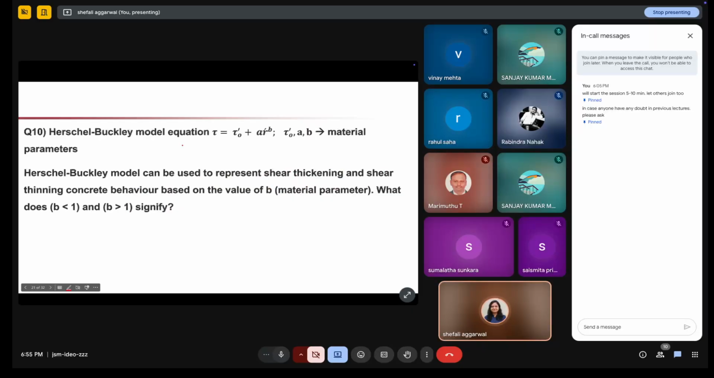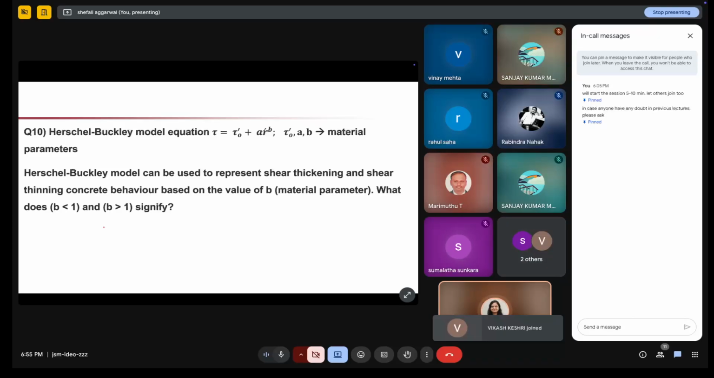Herschel-Bulkley model equation, tau is equal to tau naught plus A times gamma dot to the power B, where tau naught, A, and B are material parameters, can be used to represent shear thickening and shear thinning concrete behavior based on the value of B. If my B value is less than 1 and if B value is greater than 1, what does it signify?